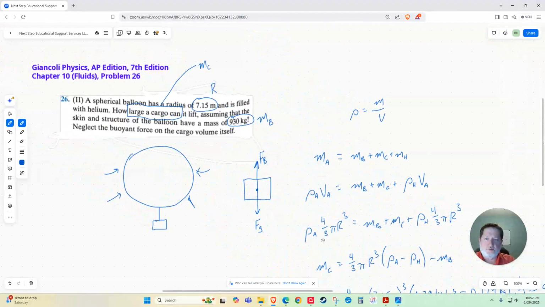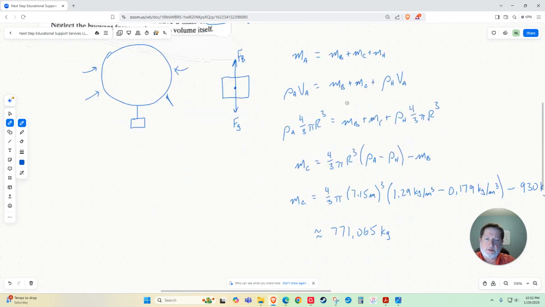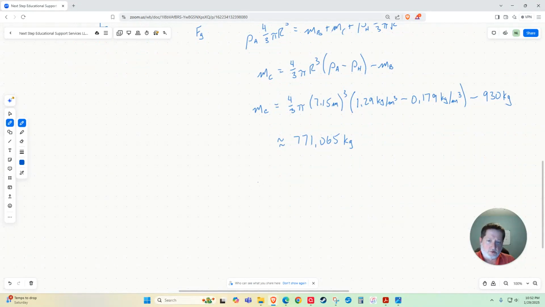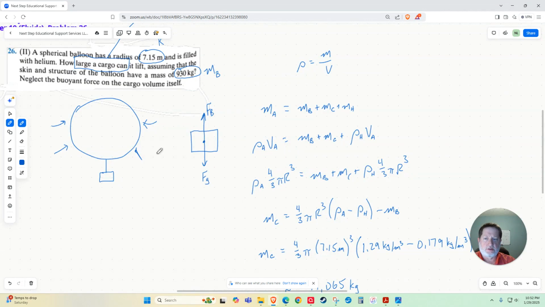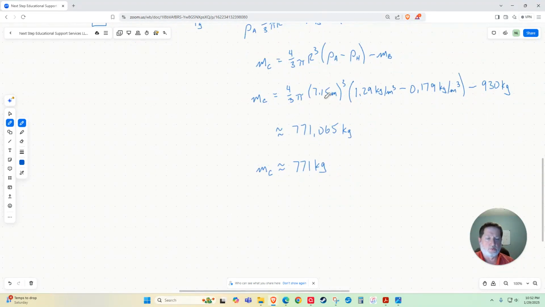As far as significant figures go for this problem, it looks like everything we have is in 3 significant figures. Let's go ahead and round our mass to an appropriate number of 771 kilograms. That's the mass of the cargo that this balloon can lift if it's filled with helium. That solves this problem, and we're ready to move on to the next.